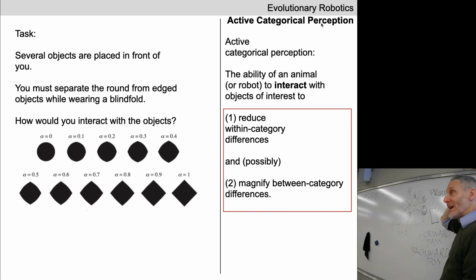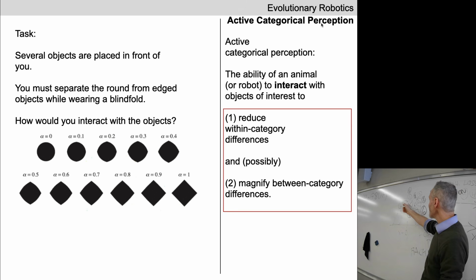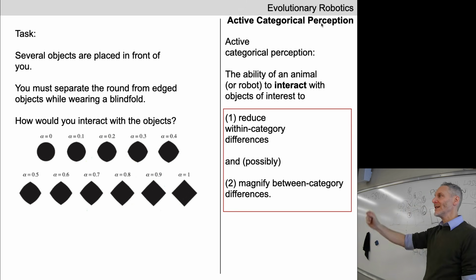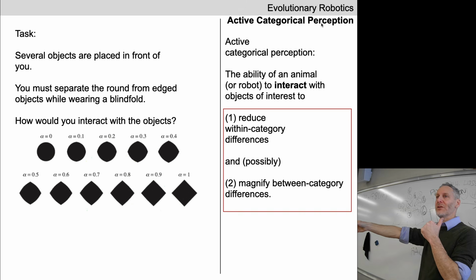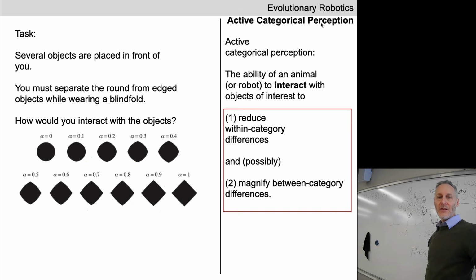I mentioned this at the beginning of the course. From our perspective, it's more comfortable to talk about sense, think, act. Sense, think, act, sense, think, act. But you can also go the other way. Act and observe the repercussions of your actions. That's what the active in active categorical perception means.